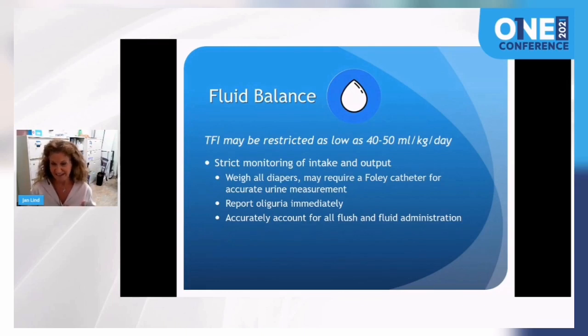Babies are at risk of SIADH, so syndrome of inappropriate antidiuretic hormone secretion following an asphyxial insult, which causes the body to retain water. So it's important to report oliguria immediately, reflected by a urine output less than 1 mil per kilo per hour. We need to be accounting for all our flushes and any fluid administration so that we don't overload these babies with excess fluids that they can't get rid of.